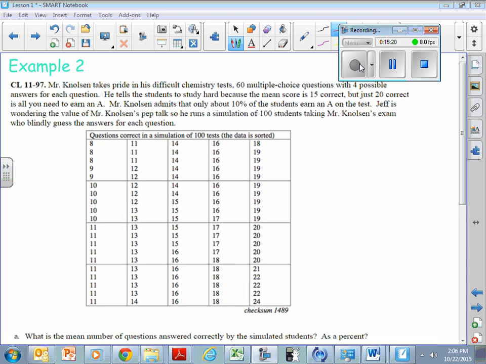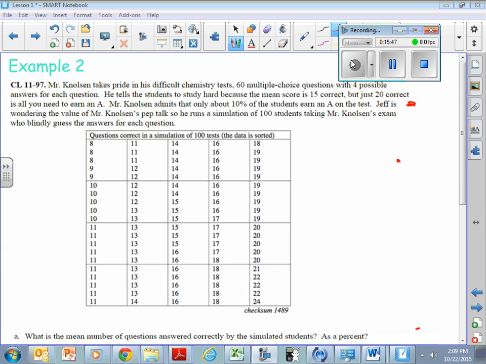Let's see here. Mr. Knowlson takes pride in his difficult chemistry test. 60 multiple choice questions with 4 possible answers for each question. Don't forget today with statistics, which is why we hire people to do this. Again, they're trying to figure out the numbers. And I'll make sure you read the question. We read most of it while you were offline, but we're on here at the very end here with Jeff.